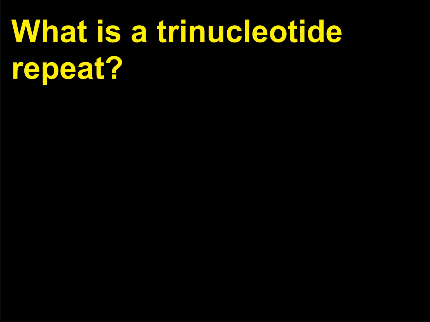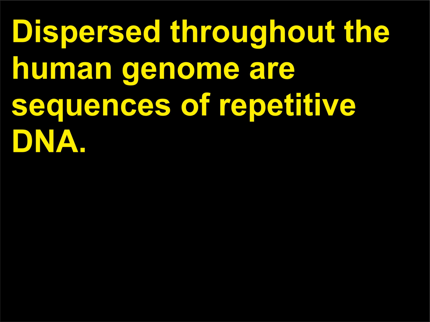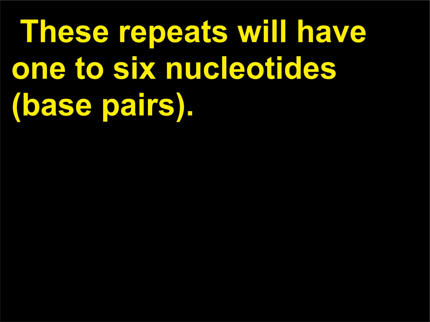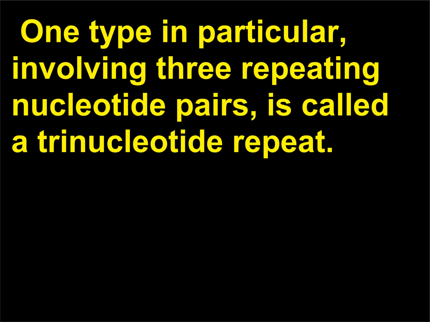What is a trinucleotide repeat? Dispersed throughout the human genome are sequences of repetitive DNA. These repeats will have 1 to 6 nucleotides, base pairs. One type in particular, involving 3 repeating nucleotide pairs, is called a trinucleotide repeat.